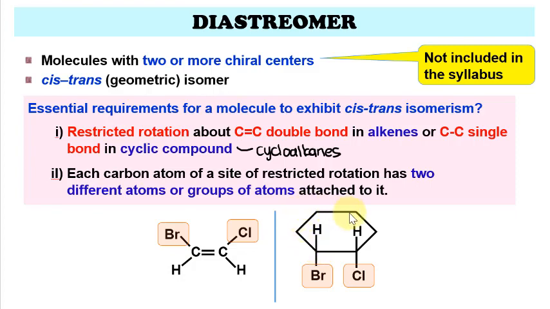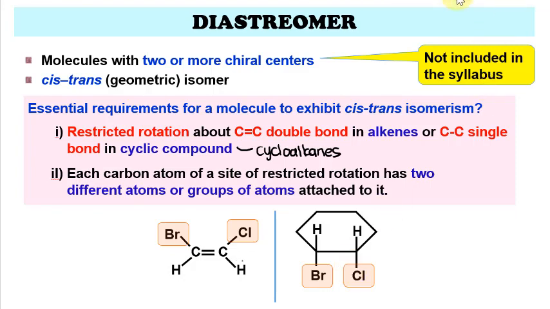In a cycloalkane, at least two carbons on the ring must be bonded to two different atoms or groups of atoms, regardless of where the carbons are. So if our cyclic compound has two carbons that are bonded to two different atoms or groups of atoms, it can exhibit cis-trans isomerism.